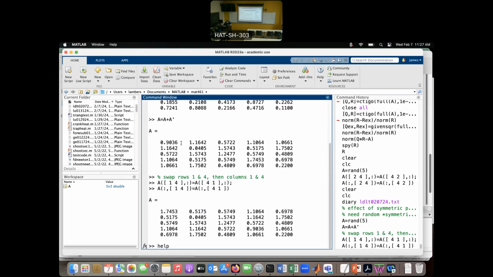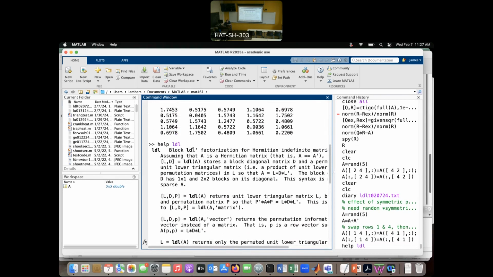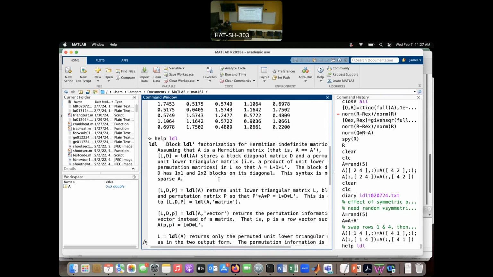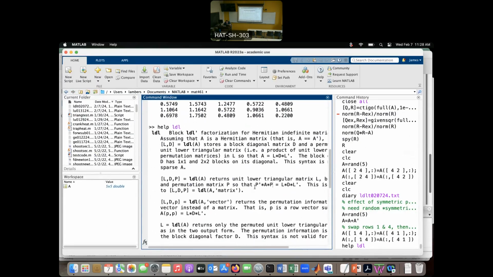Now, if I take a look at the function LDL that computes the LDL transpose factorization. So this is the default usage. If A already is known to have an LDL transpose factorization, it'll compute it for you. There's no pivoting involved here. But if you take this usage where you get outputs L, D and P, it's written a little differently than what I had in the notes. So P transpose AP equals LDL transpose. So the P that you see here is the transpose of the P that you have in the notes. But it's playing the same role, performing this kind of symmetric pivoting.